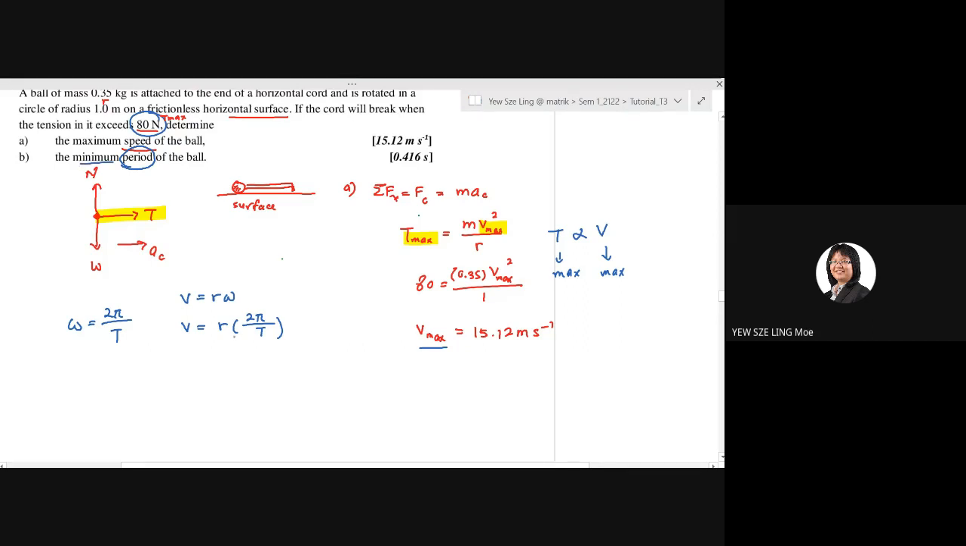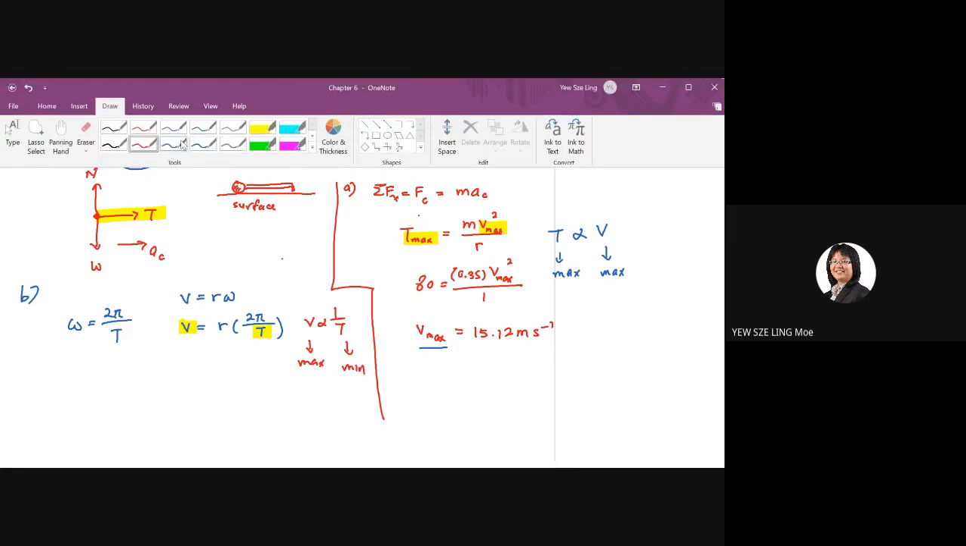If you look at this equation, what happens between period and v? So obviously now you have v here, your period is here. They are inversely proportional. Okay, so v is inversely proportional to T. Therefore, when your v is maximum, T would be minimum.